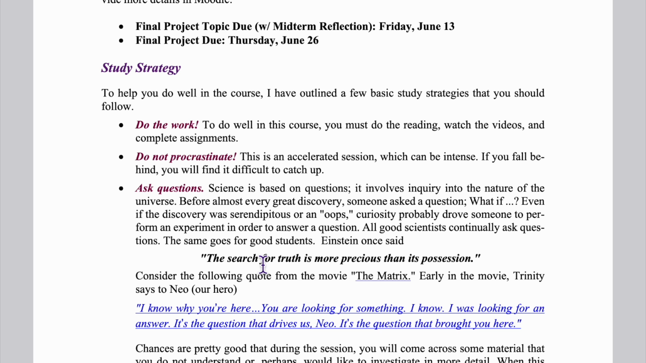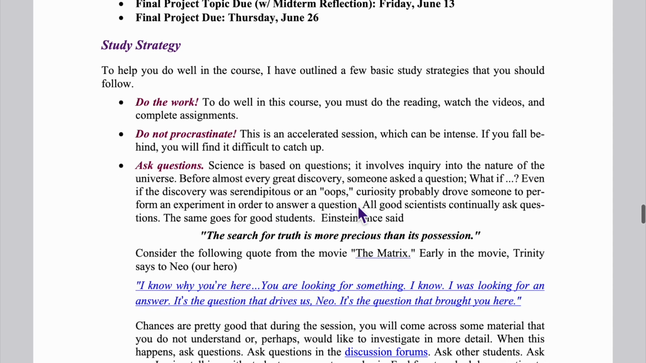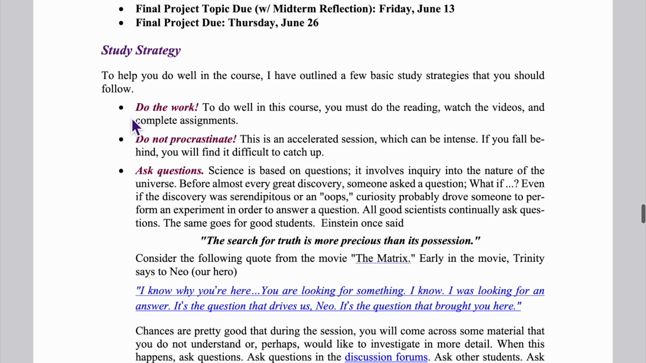5 weeks can go by pretty quickly, and we are trying to cover a semester's worth of material in that 5-week period. So that's the one thing that I want to emphasize: doing the work and don't procrastinate.